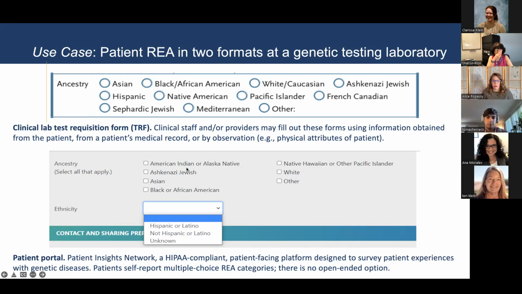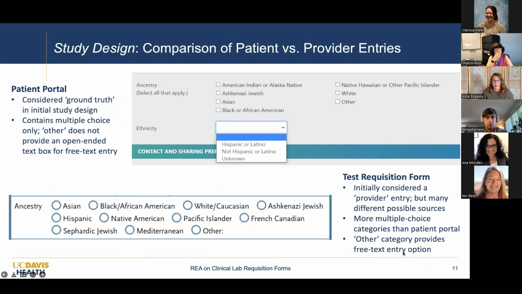So there are these multiple choice categories with an other, but there's no open-ended option with other. And then there's this ethnicity sidebar, Hispanic or Latino or not Hispanic or Latino. So at first, our idea was to sort of treat this patient portal as the ground truth. And we spent a lot of time on that. Anna can talk about it, and Dee's not here, but she's excited to hear about our feedback on this as well.